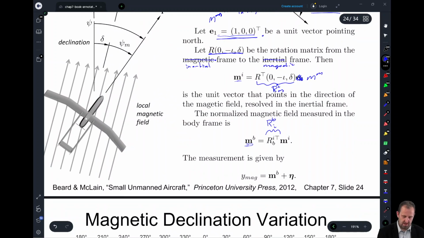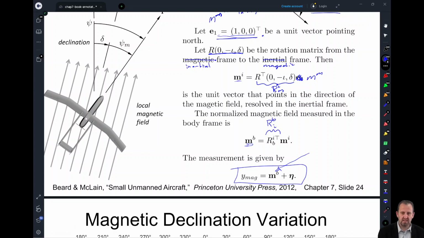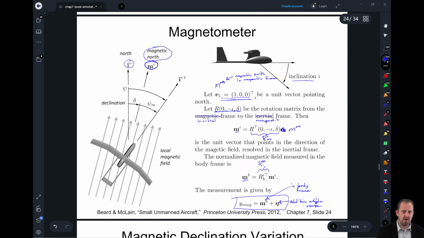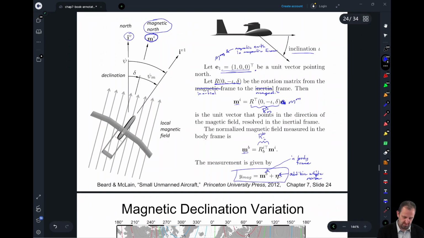The measurement is then given by M superscript B, which is the magnetic vector in the body frame, and we're going to have some additive white noise. Okay, excellent. So that's the model we'll use for our magnetometer.